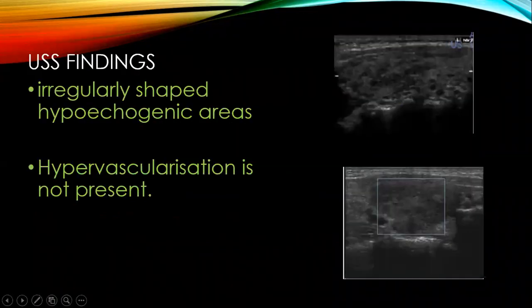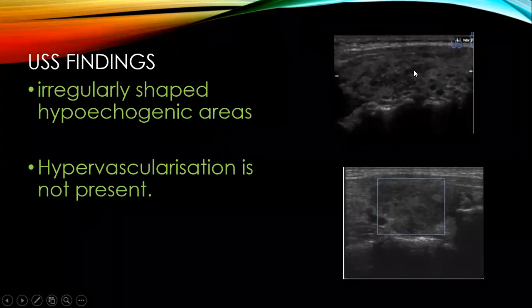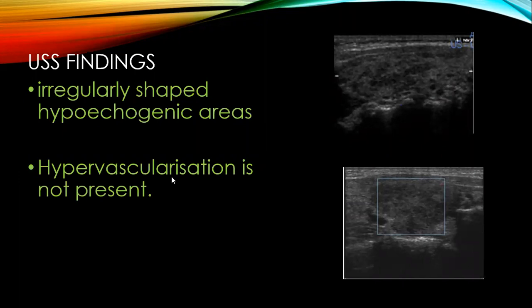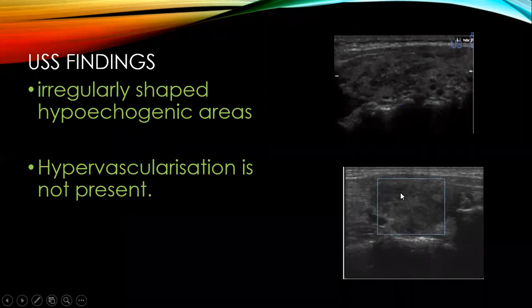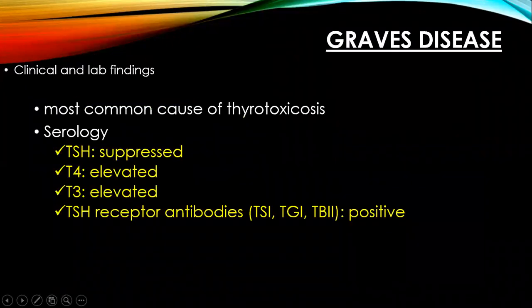Then on ultrasound, we get irregularly shaped hypoechoic areas as seen in this image, and hypervascularization is not present compared to other forms of thyroiditis, as seen in the other image as well. And we move on to Graves' disease, which is another autoimmune thyroid disease.